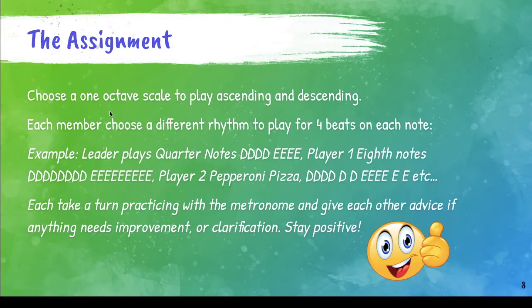You got it. So the activity for this is for us to play the scale, but each person is going to choose a different rhythm to play for 4 beats on each note. So for example, I'm going to play 4 quarter notes, like D, D, D, D, E, E, E, E, and so on. Another player could choose all 8th notes, like D, D, D, D, D, D, D, D, E, E, E, E, like that. Or pepperoni pizza, D, D, D, D, D, D, E, E, E, E, E, E, or some other fun way.